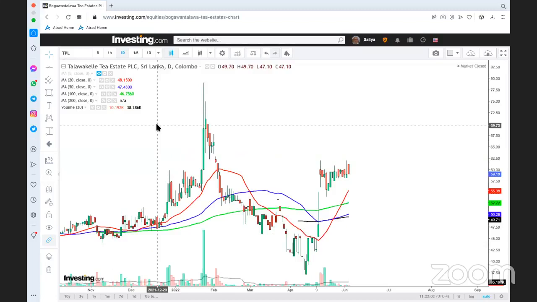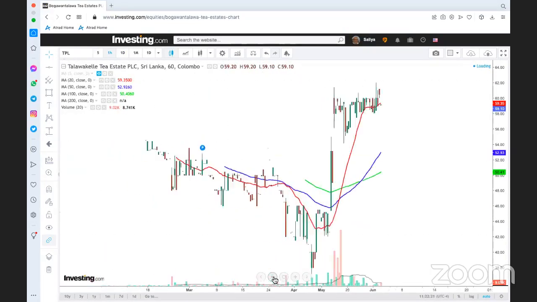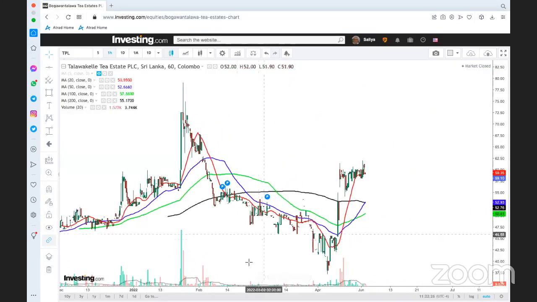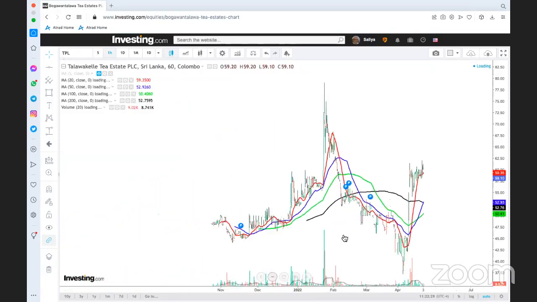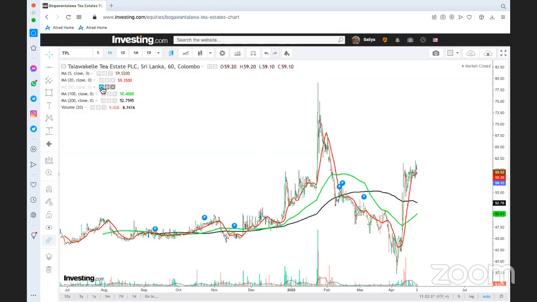So after searching 15 counters, we could identify only 5 counters. So we are now moving to the 1-hour chart on the Talawakale plantation. Right. When we are here, we will be making use of only 5 period and 20 period moving averages.